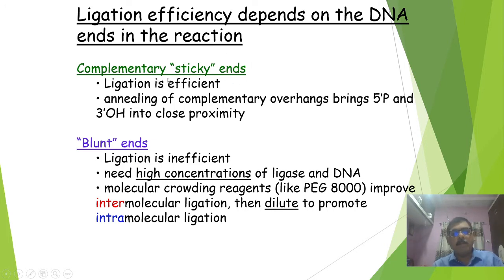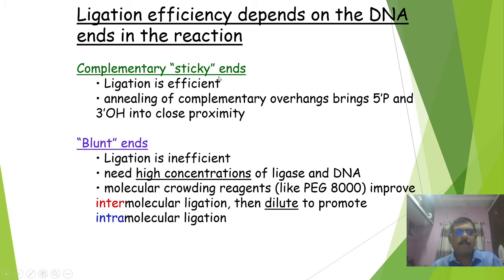And if complementary sticky ends are there, then ligation is very efficient. Why? Because they will identify the complementary sequences, and annealing of the complementary overhangs brings the 5' phosphate and 3' hydroxyl into close proximity. So annealing between the complementary overhangs makes the ligation very easy in the case of sticky ended molecules.